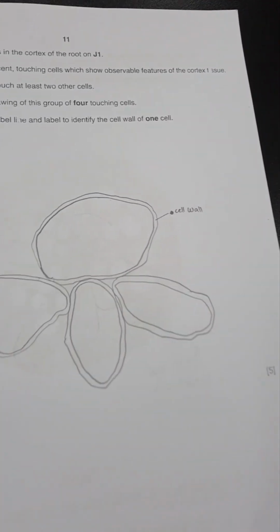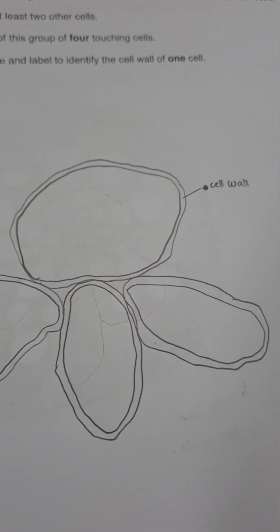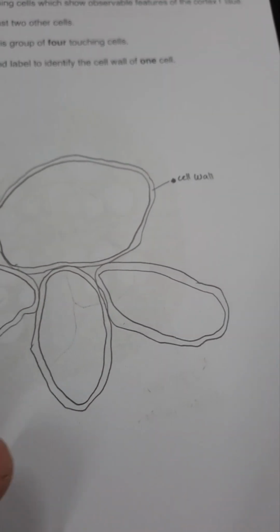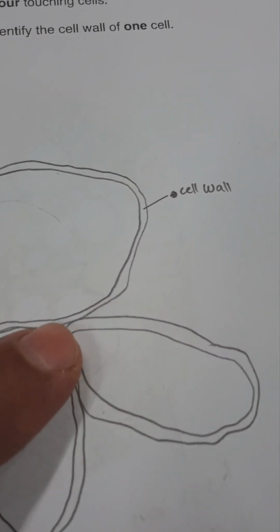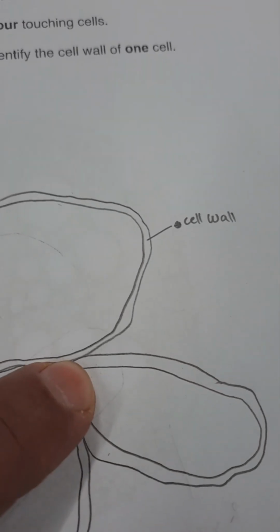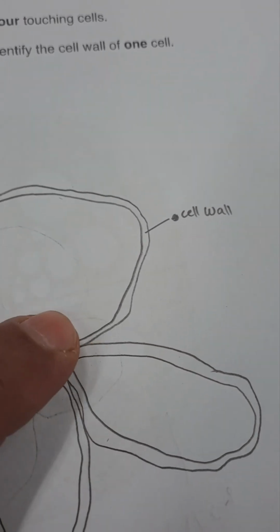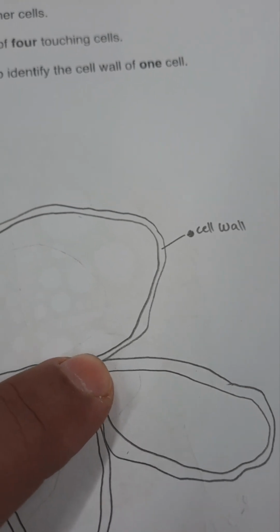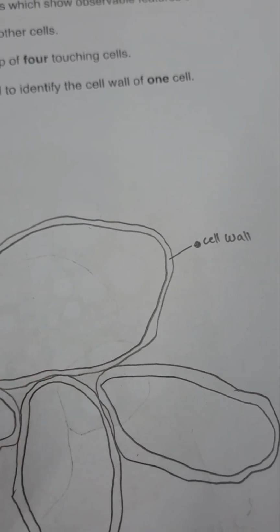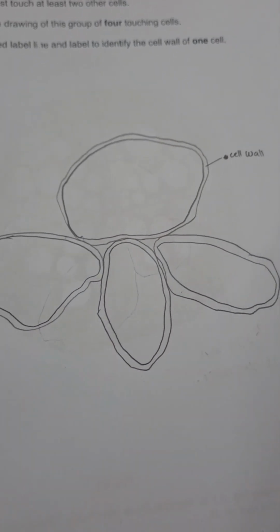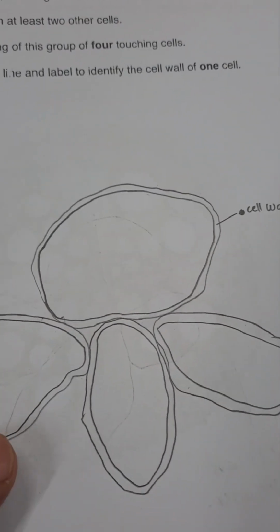You need to make sure that the cell wall is represented by 2 lines, and whenever 2 cells touch each other, there is 1 line in common and there are other 2 lines. So the total number of lines would be 3 lines. In this drawing, you need to be aware that there are some air spaces in between the cells.